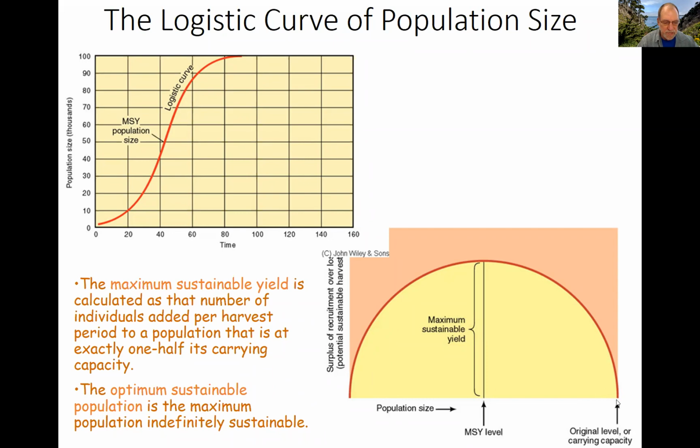You start at the original carrying capacity, you reduce the population down to about half of its carrying capacity. And within that size, you have, in theory anyway, the possibility of harvesting from that population every year the excess production that would, if left unchecked, allow the population to grow back up to its carrying capacity. And so there are a number of different expressions: maximum sustainable yield, optimum sustainable yield.